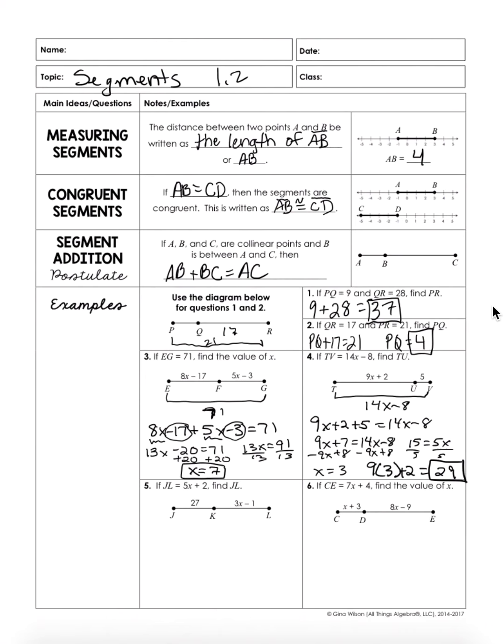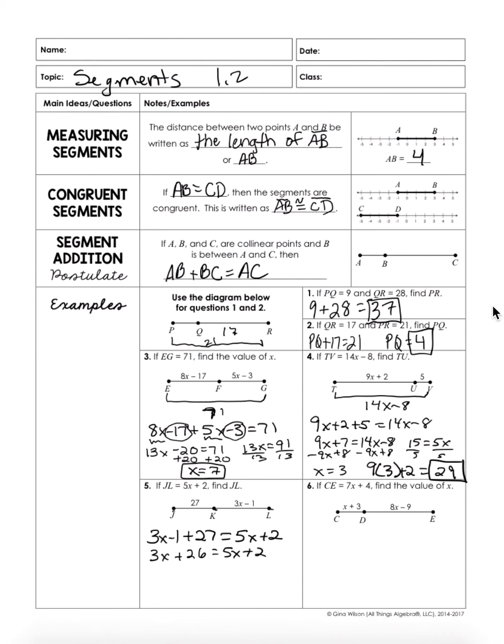All right, number 5. This time I know number 5 is just like number 4. We add these two things that we know, and that's going to equal our JL. So go ahead and take a minute and set that up on your own. Stop your video. You should have had 3x minus 1 plus 27 equals 5x plus 2. Okay, so that's going to make 3x plus 26 equals 5x plus 2.